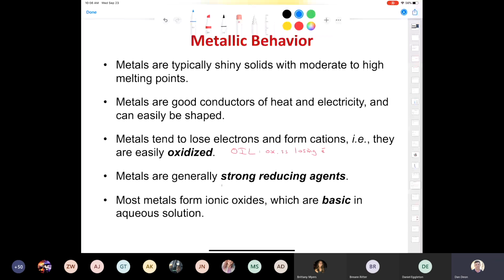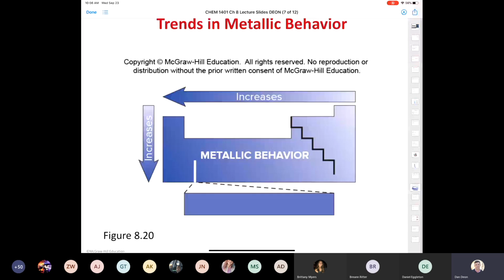Anyhow, so metallic behavior, generally speaking, as we move across the periodic table from left to right, it tends to decrease, right? Because the effective nuclear charge increases, and atoms don't want to give up electrons. Metallic behavior increases down a group because the principal quantum number increases. The outer electrons are further and further from the nucleus. All right, let's talk a little bit more about oxidation and talk about what oxidation numbers are.